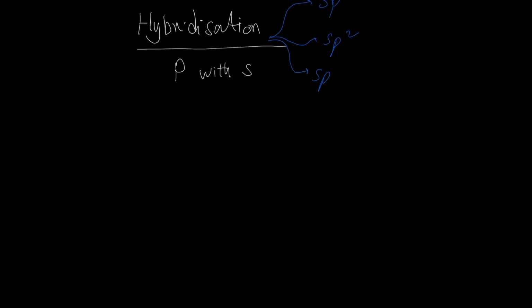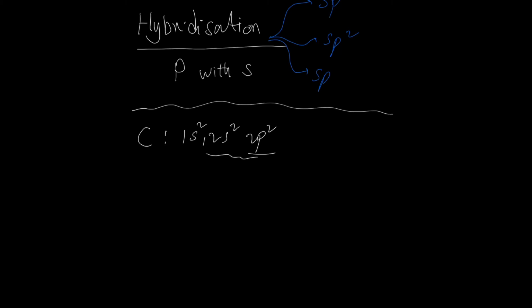So let's take the carbon atom, for example. The carbon atom has the electronic configuration 1s2, 2s2, 2p2. Good. Which means the p orbital has two electrons. I'm going to draw the outer shell electrons here, in the second shell. We have 2s, which has two electrons.